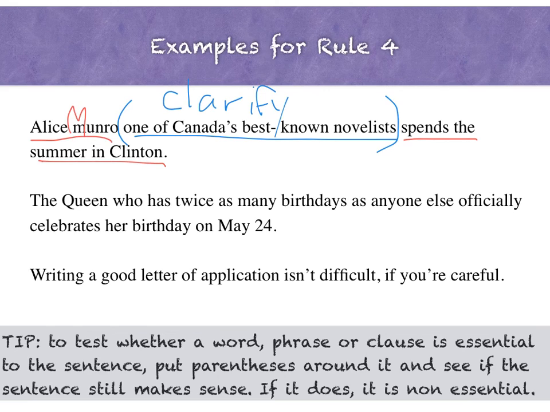Similarly, in this next sentence, the Queen, who has twice as many birthdays as anyone else, officially celebrates her birthday on May 24th. The Queen is the subject, who has twice as many birthdays as anyone else, does what? She officially celebrates her birthday on May 24th. This section in the middle is simply clarifying. So because of that, we actually have to add commas. Here we go, like that.